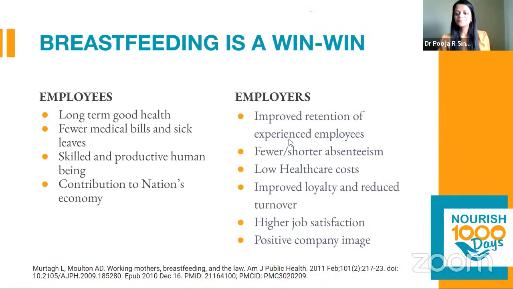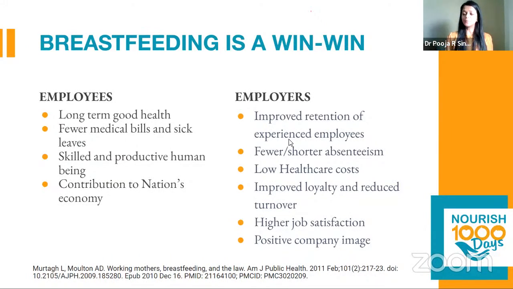For the employer, there's improved retention of experienced employees. While the employer will support the mother and give her the required facility to continue breastfeeding, they are going to retain employees who are well trained, skilled and experienced. There's going to be fewer or shorter absenteeism because, as we mentioned, the health of the mother and baby is then well ensured through breastfeeding.